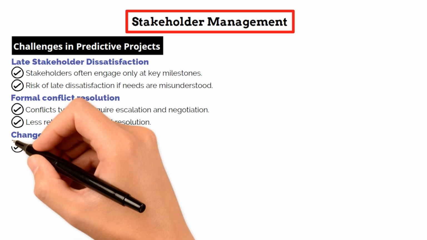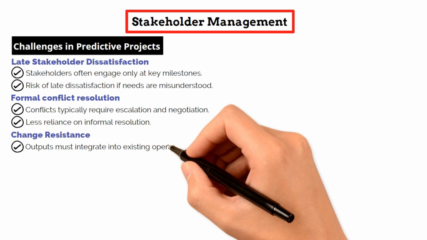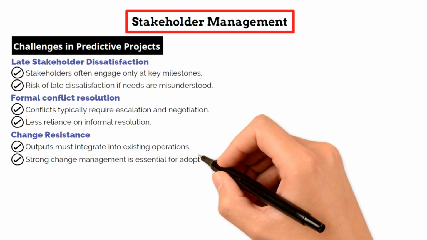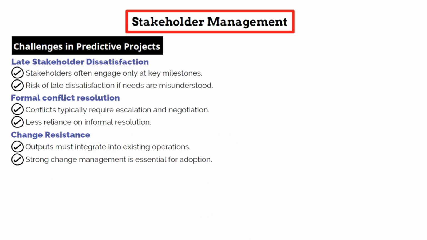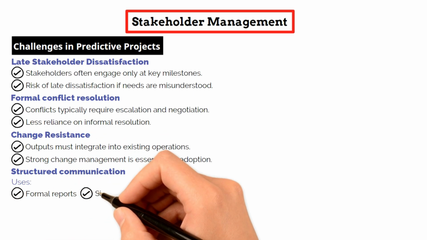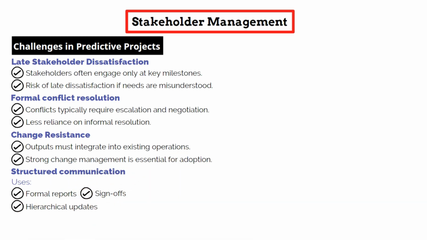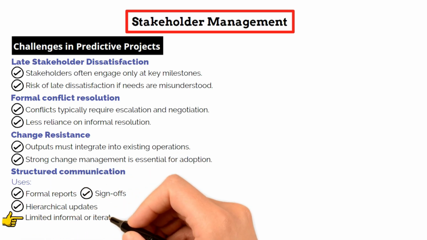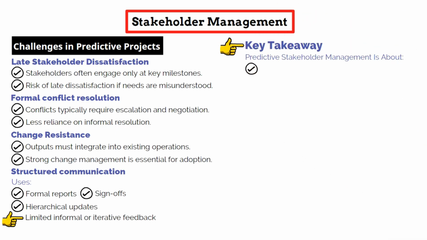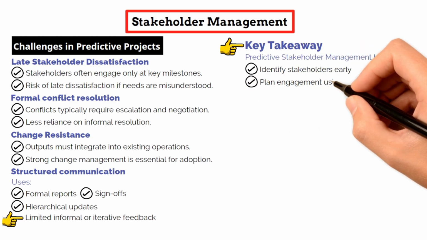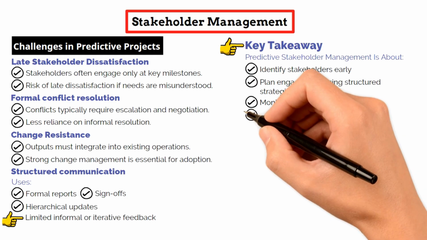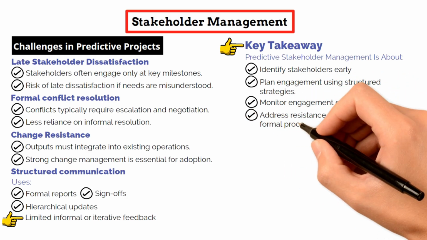Predictive projects often deliver outputs that require integration into existing operations, so organizational change management is critical to ensure adoption and sustained value. Finally, communication in predictive environments typically relies on structured reports, formal sign-offs, and hierarchical updates rather than informal or iterative feedback cycles. So, predictive stakeholder management is about identifying stakeholders, planning and managing engagement with structured strategies, monitoring effectiveness, and addressing challenges like resistance and formal conflict resolution.